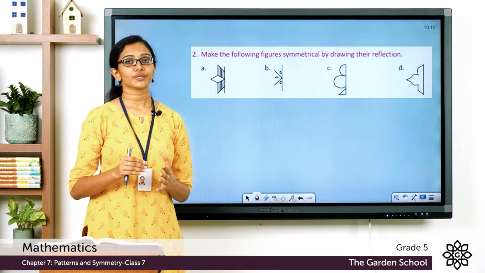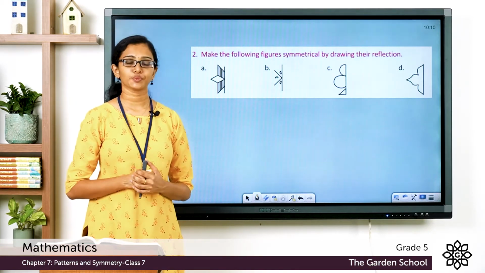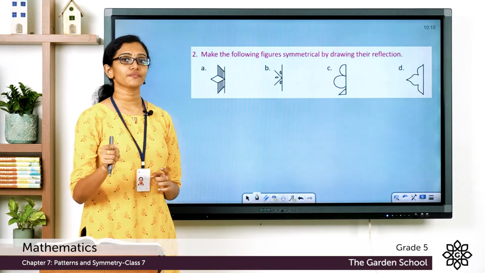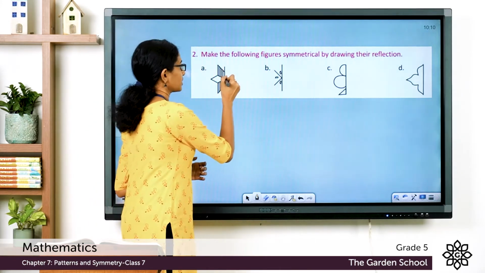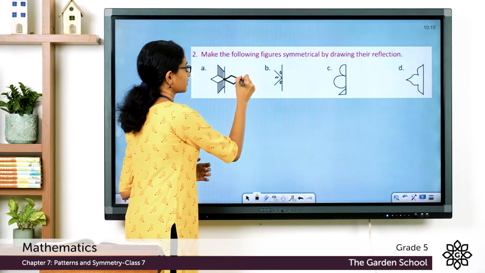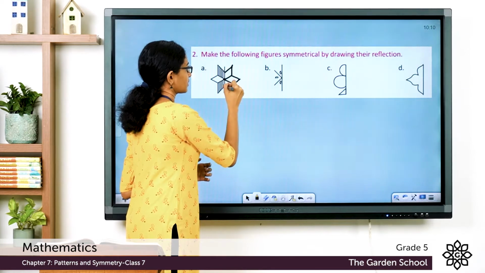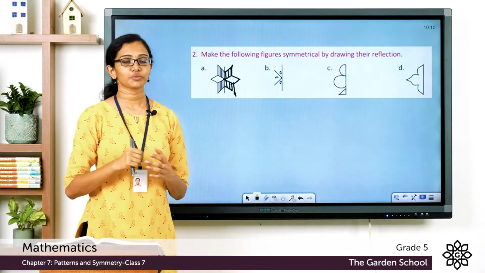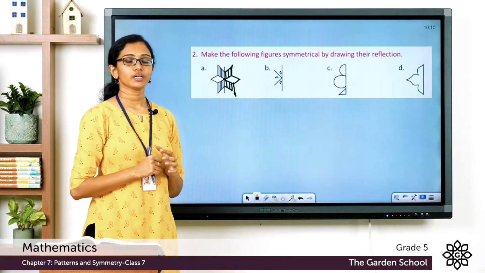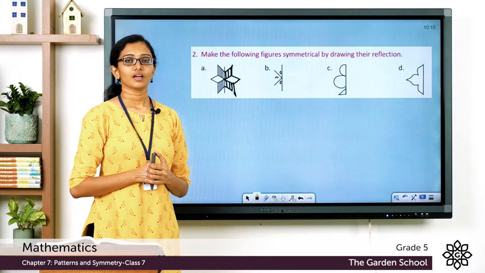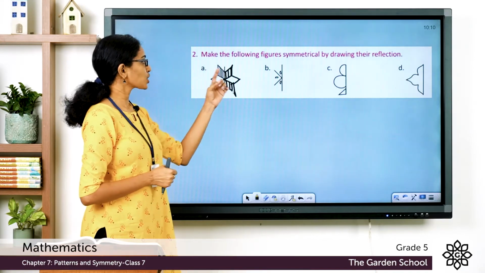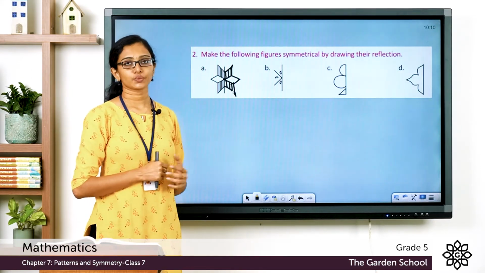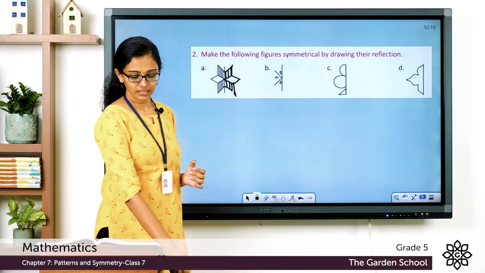Let's see how we can draw the reflection of the first image so that the completed image looks symmetrical. You can draw the reflection of each of these images in your textbook itself. Let's see how we can draw the reflection of the first one. Question A. You can draw neatly in your textbook. The first image will look like this when the reflection is drawn. The whole image will look symmetrical. Similarly, you can complete the other reflections as well. Now let's move on to the third question.